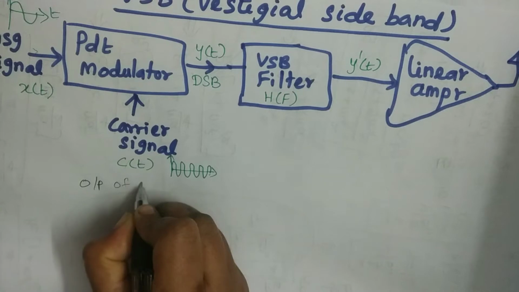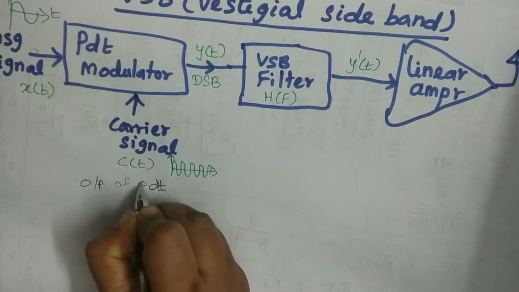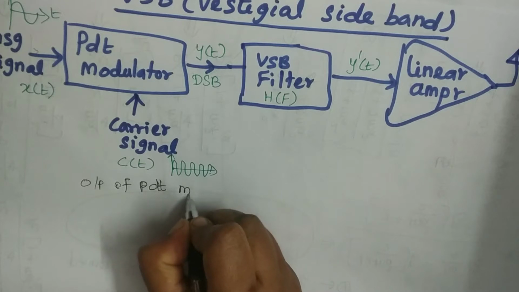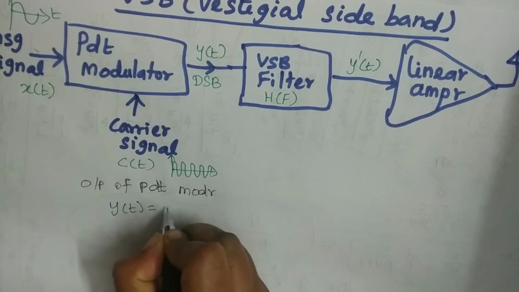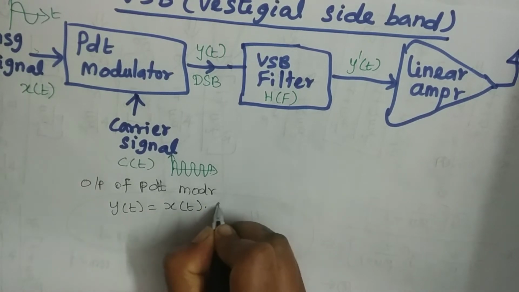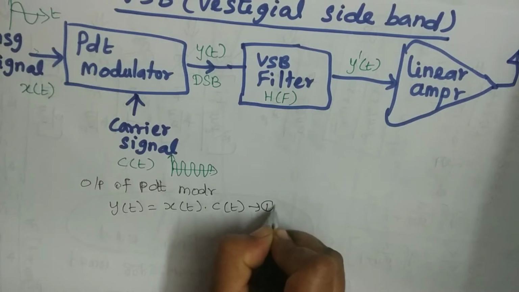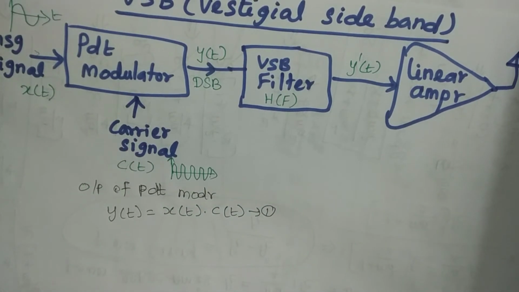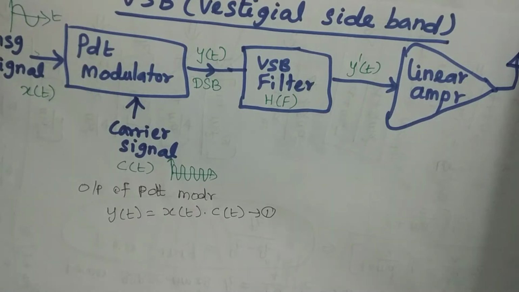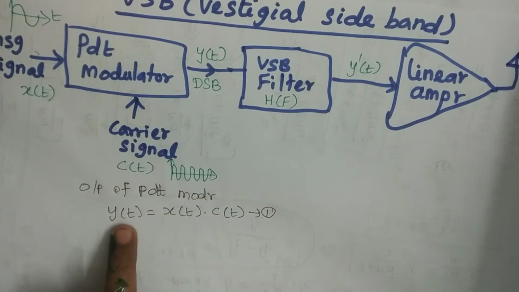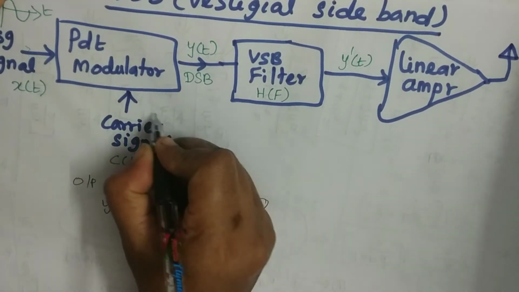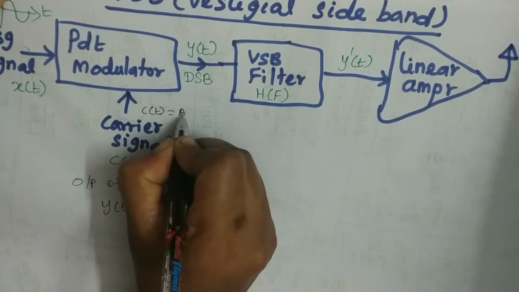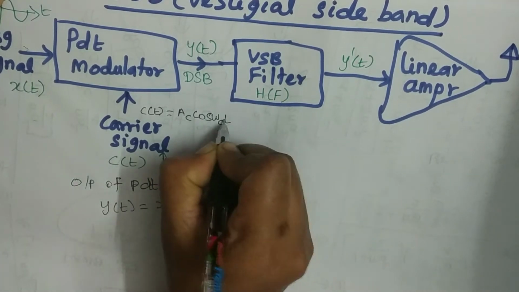Output of product modulator is Y of t is equal to X of t into C of t, isn't it? The product modulator will multiply the two incoming signals, message signal X of t and carrier signal C of t. So the output of the product modulator becomes Y of t equal to X of t into C of t. The carrier signal C of t is nothing but A C cos omega C t.